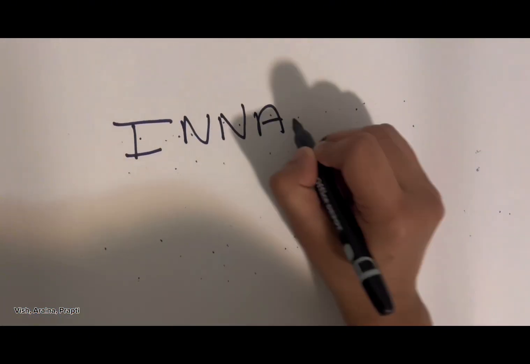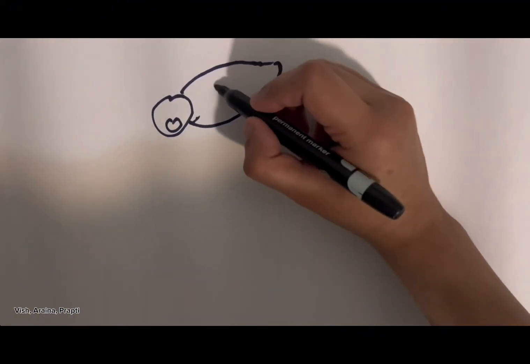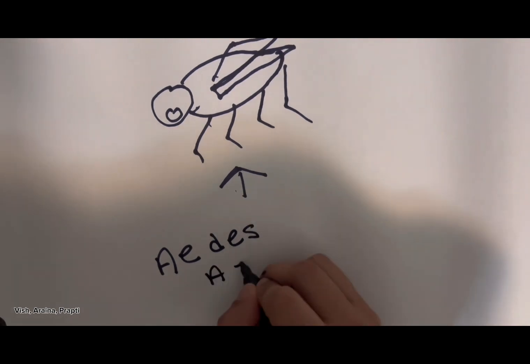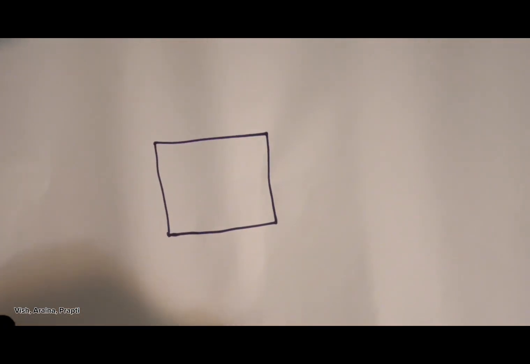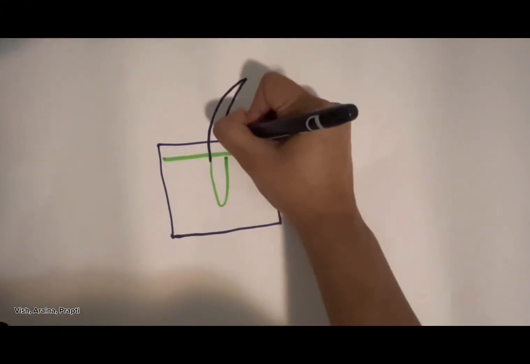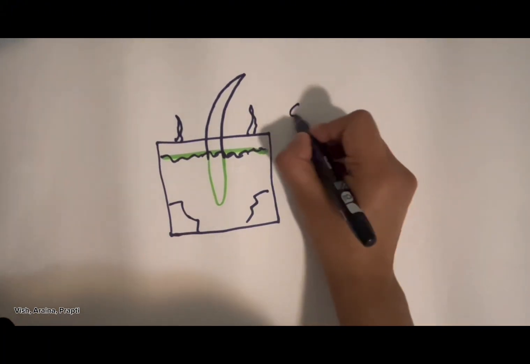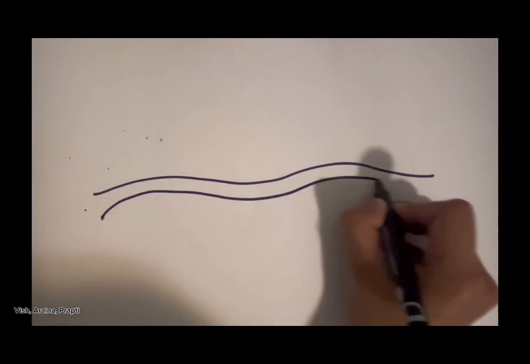The innate immune response to dengue virus begins immediately after transmission through the bite of an infected Aedes mosquito. As you can see right now, I'm currently drawing the mosquito that is used as a vector for the dengue fever. The virus is first deposited into the dermis of the skin, where it initially infects resident immune cells, including Langerhans cells, dermal dendritic cells, and macrophages. Viral entry occurs through receptor-mediated endocytosis, which often involves receptors such as DC-SIGN on dendritic cells.